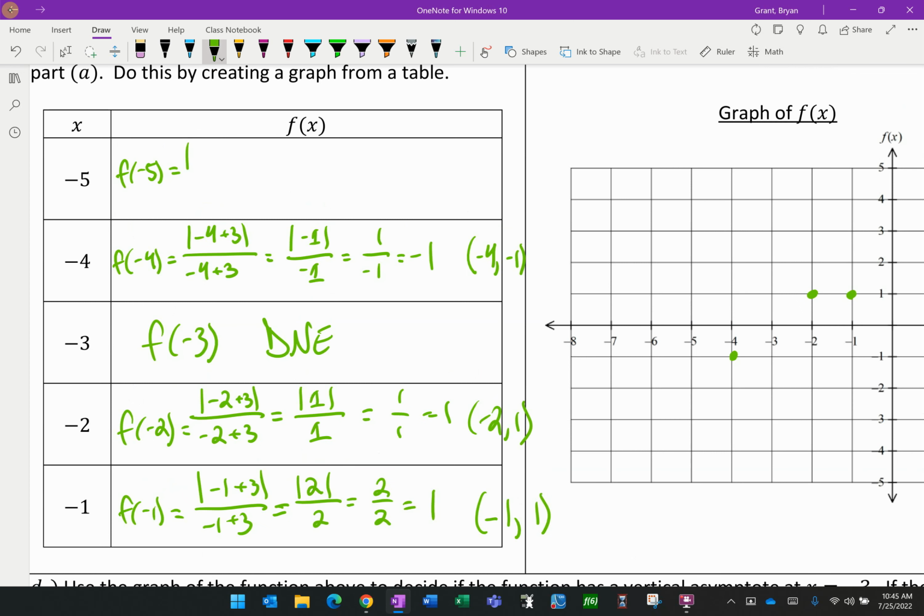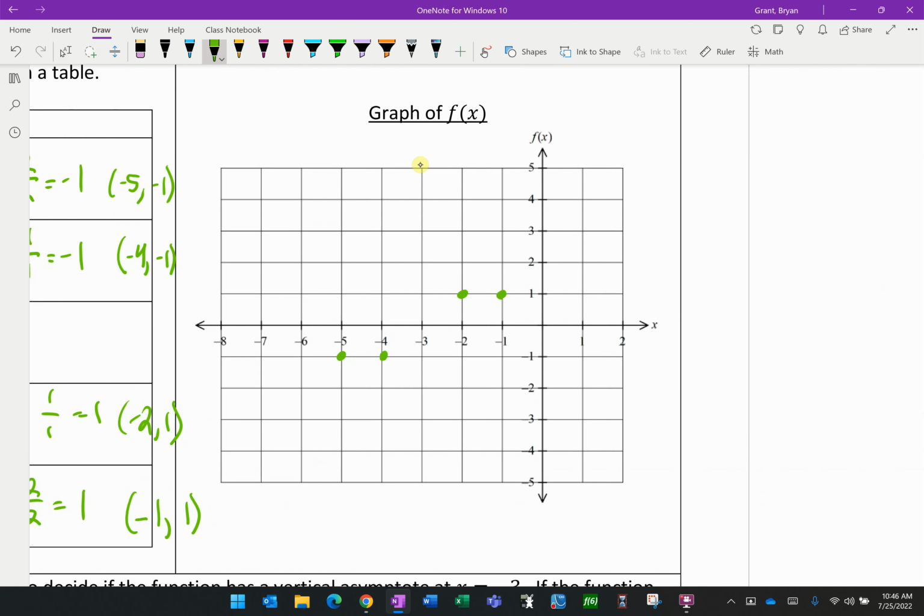Let's see if that happens with -5 as well. -5 plus 3 over -5 plus 3, that becomes -2 over -2, which is +2 divided by -2, which is again -1. So an input of -5 gave us an output of -1. So let's see if we can fill in the rest of this graph.